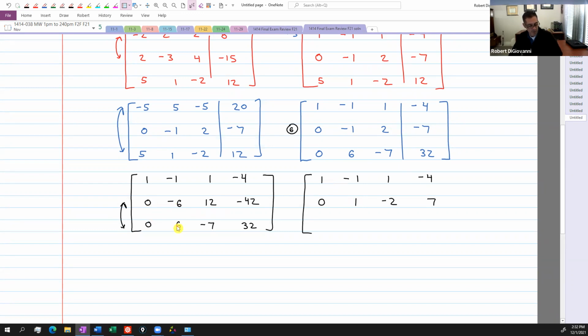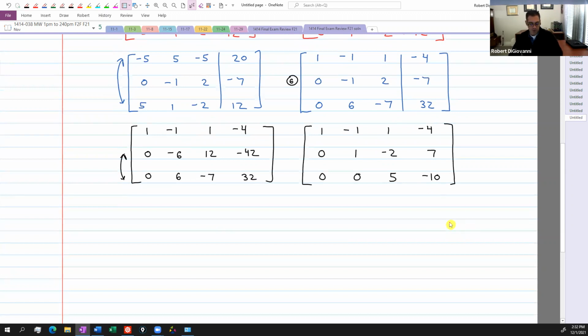Now I add these two rows together. I should get 0 here, 0 here. Here I get 5. And here I get -10. This is looking promising now. One more thing, divide both of these by 5 or multiply by 1/5. And when I do that, save myself some time, 1 and -2.